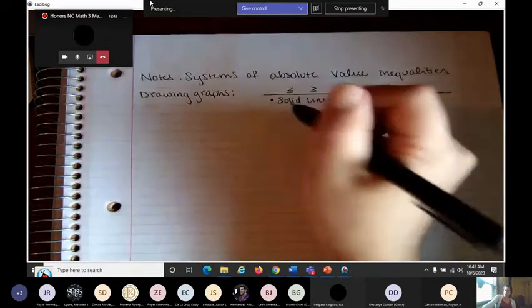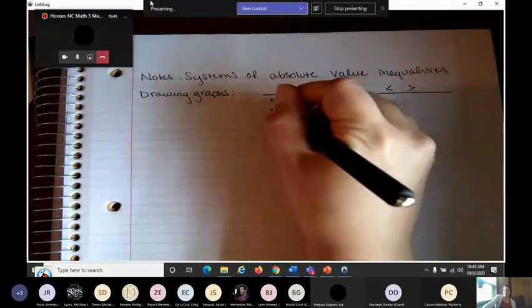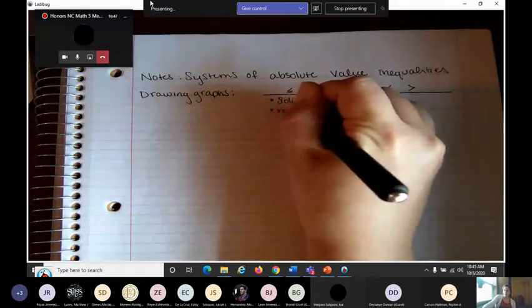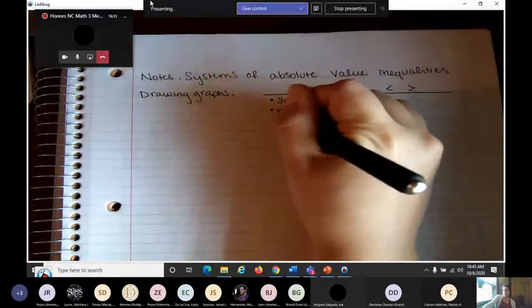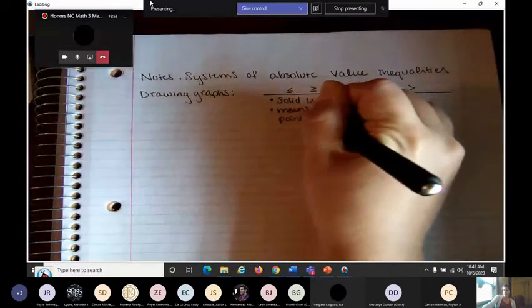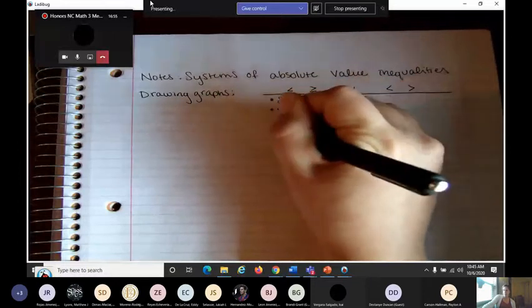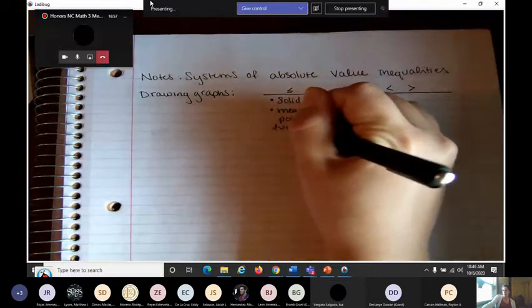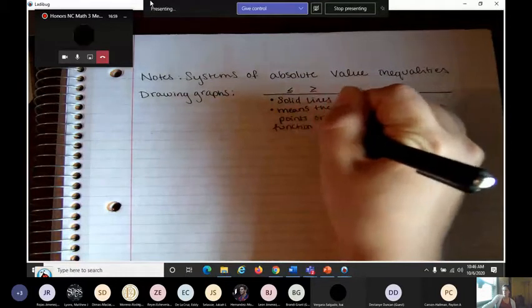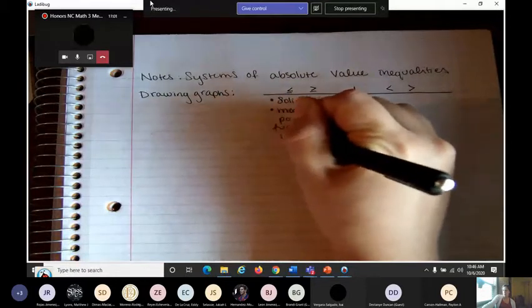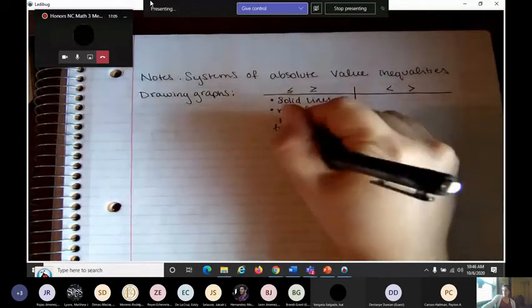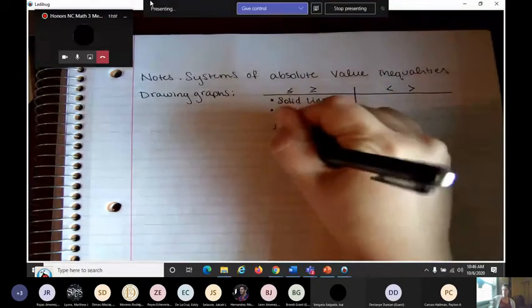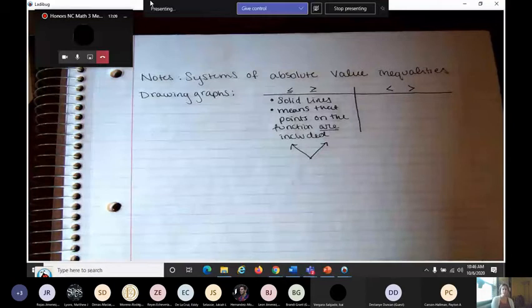Okay, so I'll write what I said. This means that points on the function are included. Okay, so your absolute value graphs will look something like this. Okay, the solid lines. Questions?